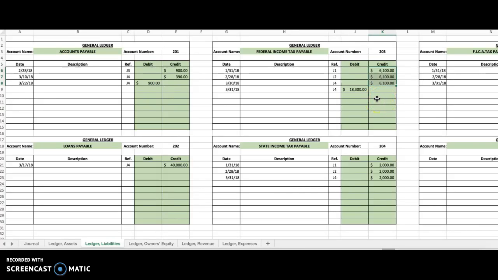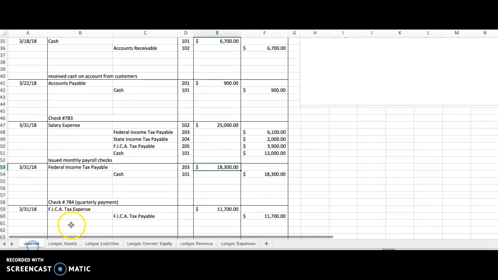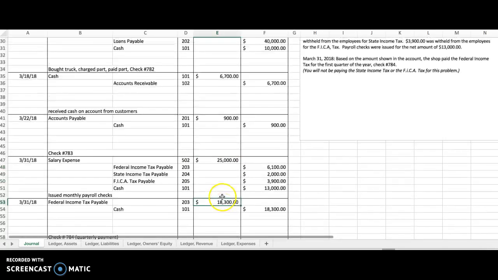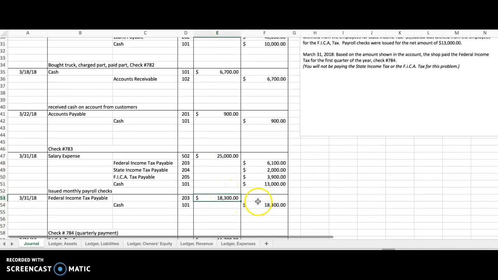At the end of the first quarter, which is where we are now, March 31, you see a total, if you added those three up, of $18,300. That's where we came up with that amount of money. In the journal then, we debited $18,300. We credited cash because we're paying the money.